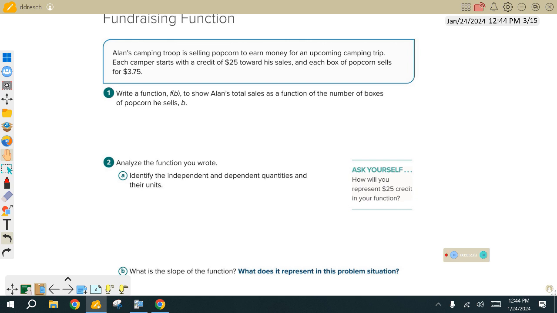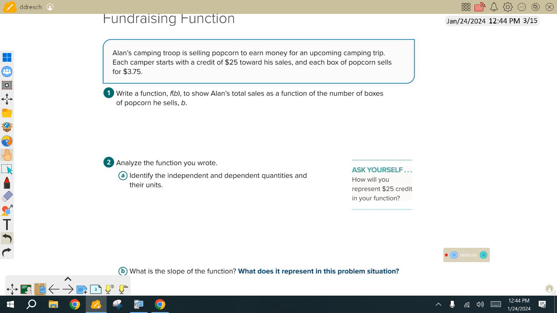So, in this one, it says Alan here already has a credit of $25 towards his sales. So maybe that means from last year, Alan has money saved over from his scouts from last year's money. And then he's going to go through and sell popcorn at $3.75 each. So that's how he's going to earn his money to go on a camping trip.